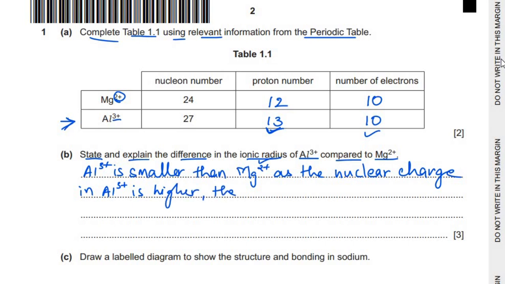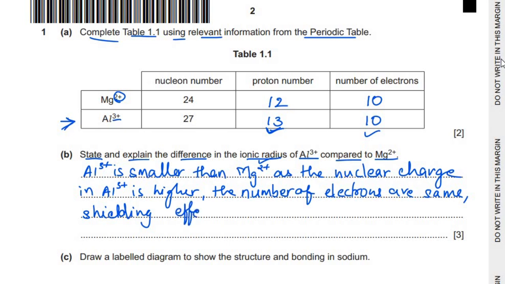The number of electrons are same. Shielding effect is also same because the inner shells are same. You can say that there are only 2 electrons in the inner shell, which is shielding the attractional force.